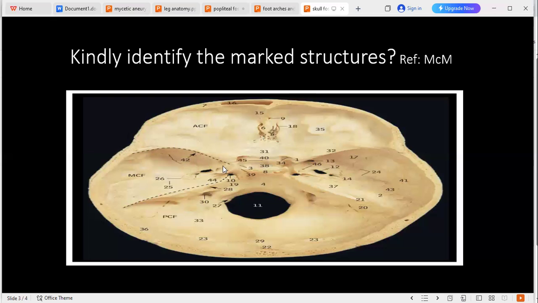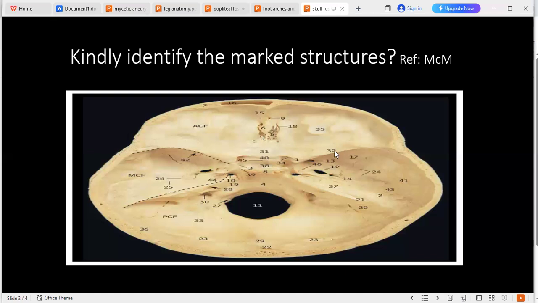All right. Please tell me if you can identify number 1 here. This is the optic canal. No, it's the clinoid process, anterior clinoid process. Anterior clinoid. Okay, and 34. 34 is the optic canal. Optic canal. Yes, very good.